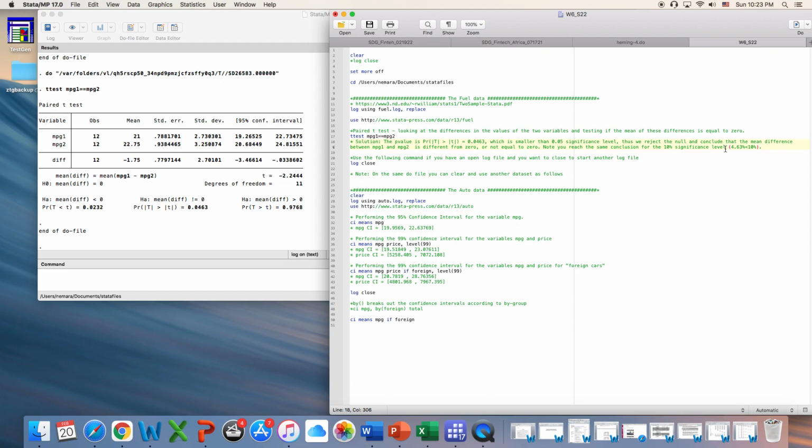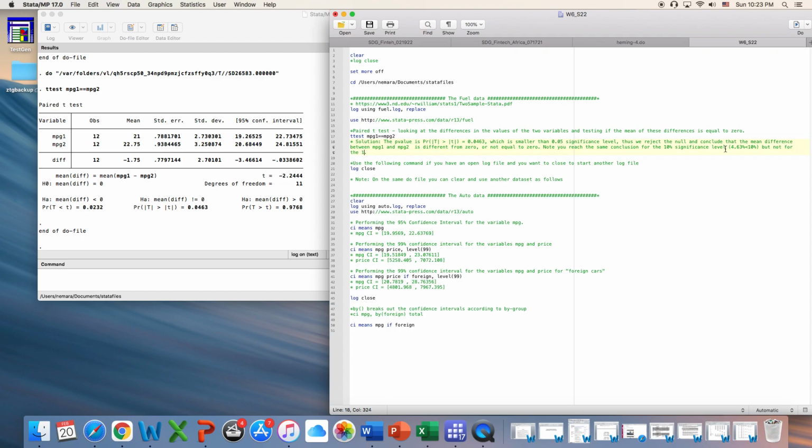Okay? So you reach the same conclusion for the 10% significance level, but of course not for the 1%. Why? Because I'm sure that you know that 4.63 is higher, right, than the 1%. And in that situation, you're going to say fail to reject the null hypothesis.